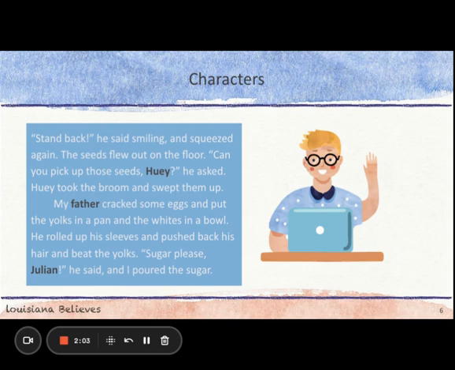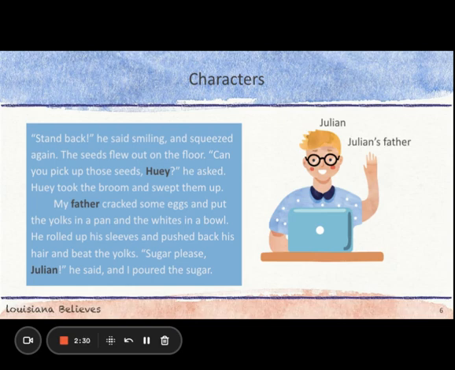"Stand back," he said, smiling, and squeezed again. The seeds flew out on the floor. "Can you pick up those seeds, Huey?" he asked. Huey took the broom and swept them up. My father cracked some eggs and put the yolks in a pan and the whites in a bowl. He rolled up his sleeves and pushed back his hair and beat the yolks. "Sugar, please, Julian," he said, and I poured the sugar.